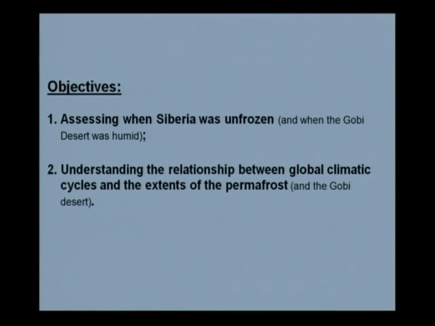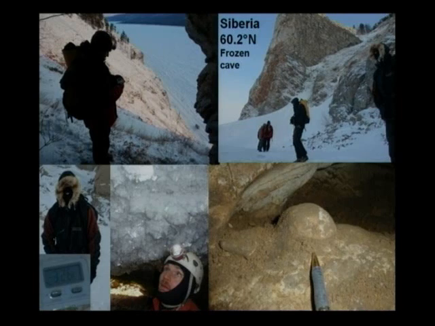The objectives were assessing when Siberia was unfrozen, when the Gobi was humid, which was a secondary target, Siberia being the primary target, and understanding the relationship between global climatic cycles and the extent of the permafrost, and maybe of the Gobi Desert. Okay, so this is one cave located at latitude 60, and this is a cave under continuous permafrost, but close to its southern boundary. And you can see the ice in the cave. In the cave the temperature is slightly below 0, but outside it could be much colder in the winter and much warmer in the summer. So when it's cold like this, you look like this.